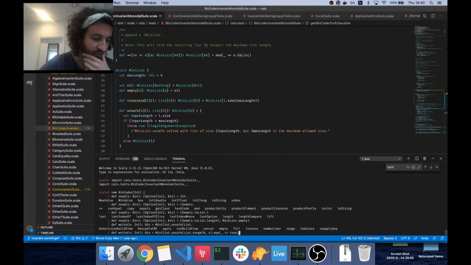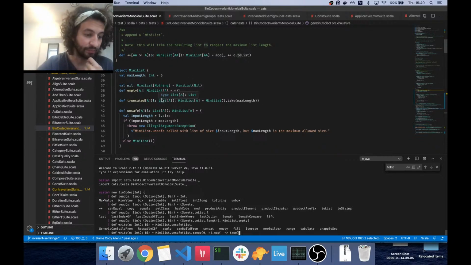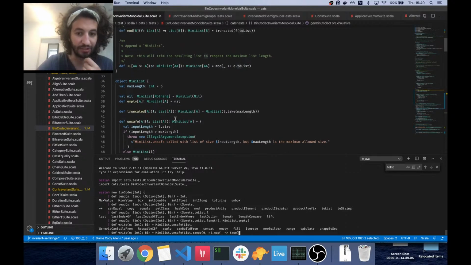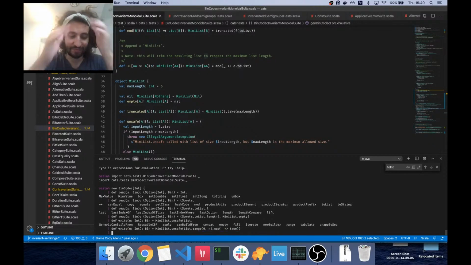How is the binary represented? Strings of 0s and 1s, a byte array. Yeah, it's a mini list. A mini list of booleans. So it's really annoying, but I think this should work.